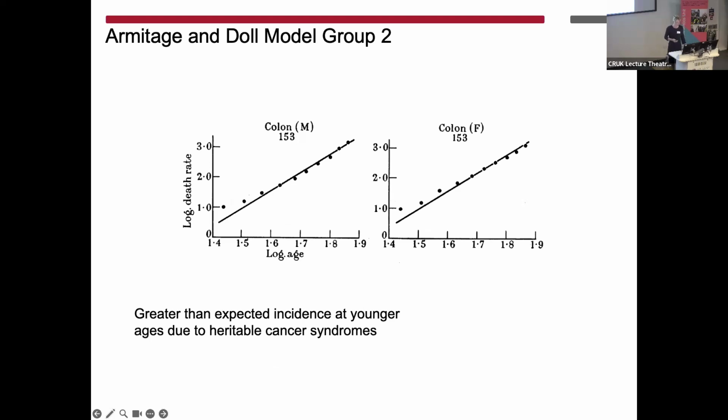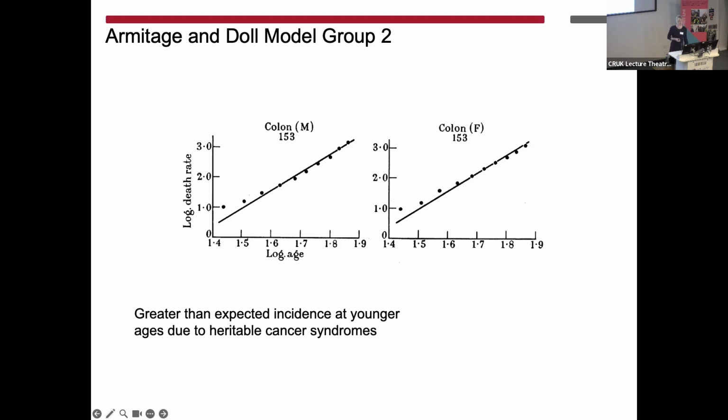We now switch to a second pattern, where you have a greater than expected incidence in the named cancer at a younger age. In the original BJC paper, Armitage and Doll describe the potential role of heritable cancer syndromes. And you can hopefully see this increase here in both men and women.